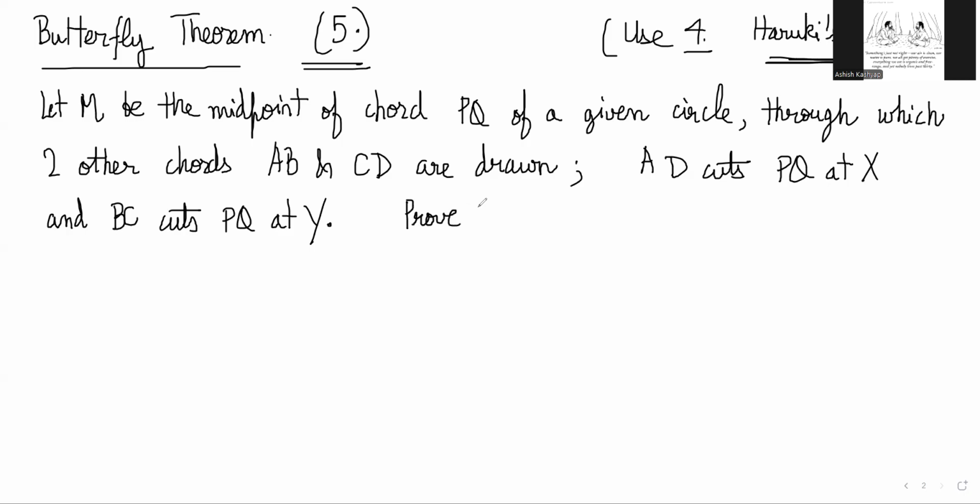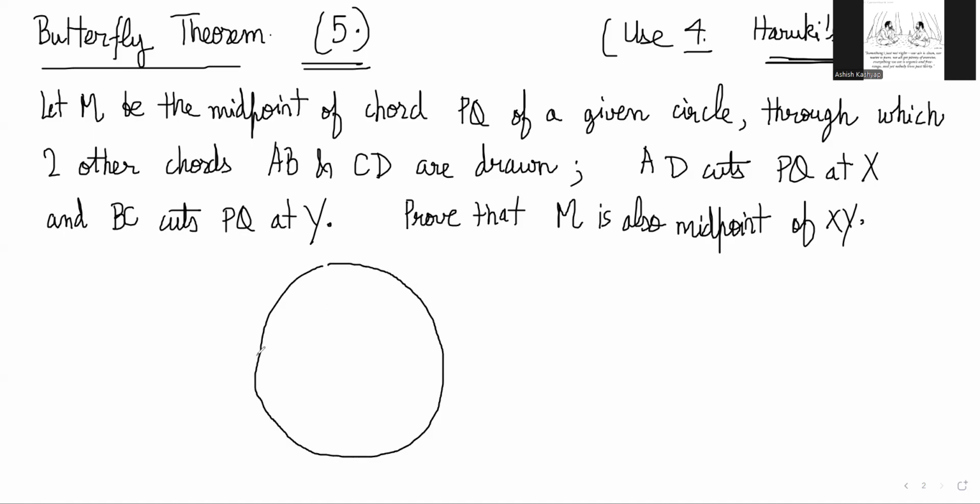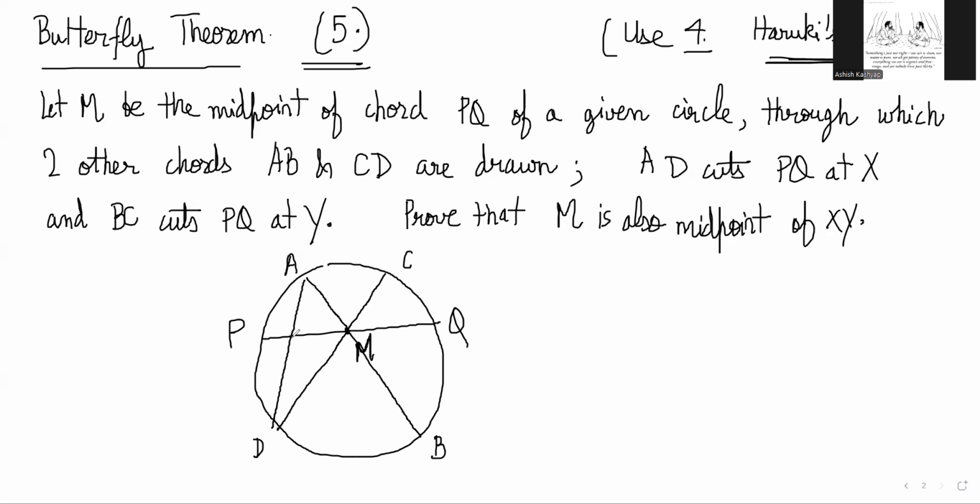You have to prove that M is also midpoint of XY. So the diagram of this is useful, and then you can understand why it is called butterfly's theorem. So there is a chord PQ, and M is the midpoint of the chord, and through M you are drawing two chords. One chord is called AB and one chord is called CD. This is my point M. This is the midpoint. Now AD cuts PQ at X and CB cuts PQ at Y.